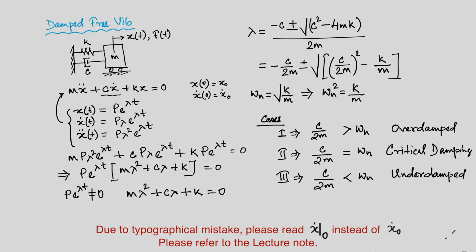So, we have 3 possibilities depending upon the nature of roots. The first case, c by twice m is greater than omega n. So, let us first consider that situation and see what happens when we have an over damped system. For that, let us first once more define the cases. In this case c by twice m is greater than omega n.